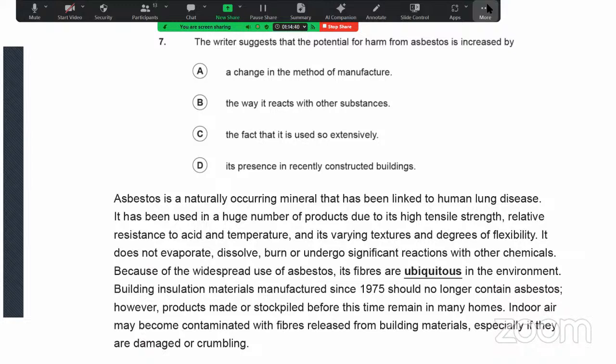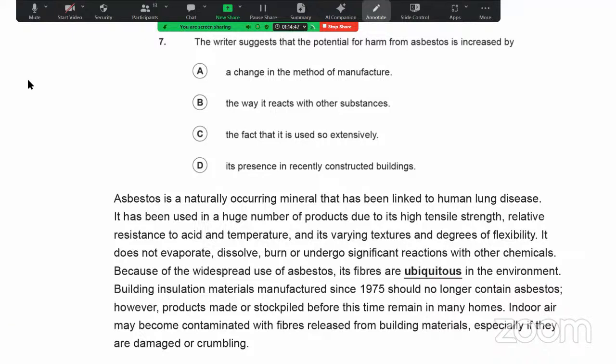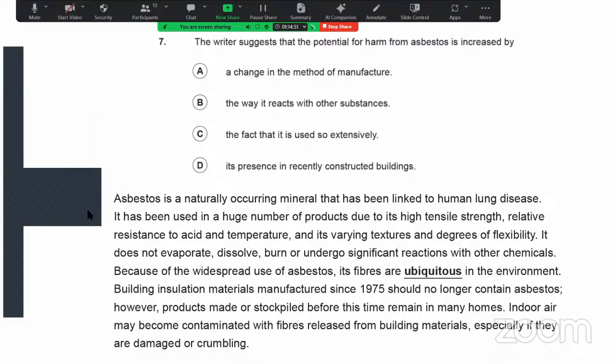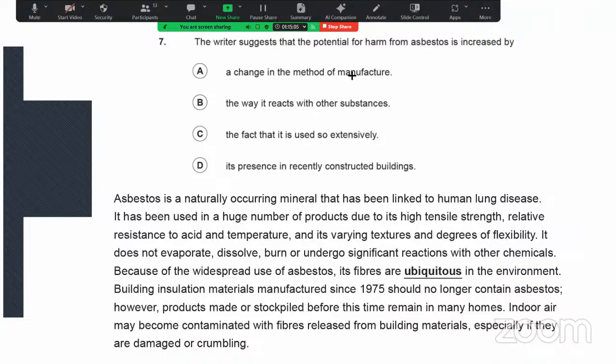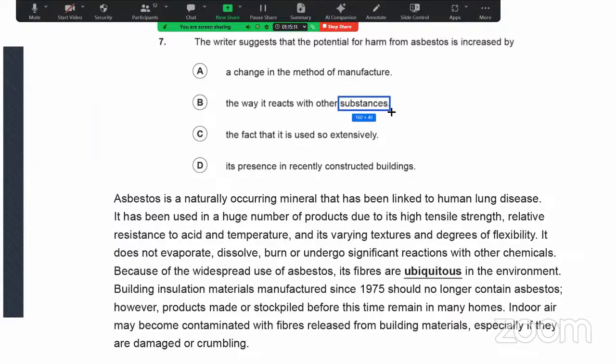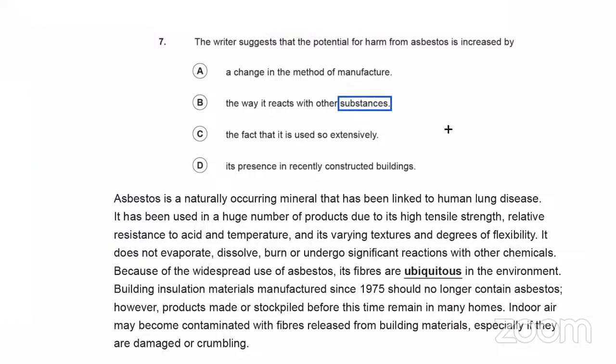Sir, because other substances, sir, in the paragraph, they are also talking about. Sir, other substances they are talking about, but they do not discuss the way in which it reacts. So, sir, I move to C. No, we are not moving to C. Afterwards, we'll move to C.